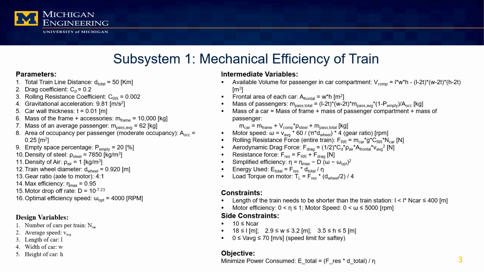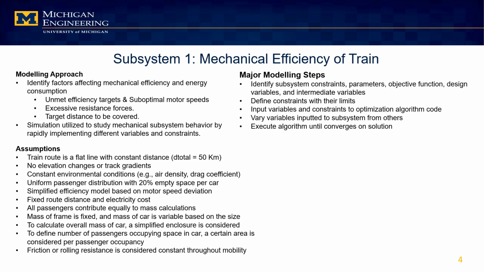We have a common input, which is total distance across all subsystems, and another, number of cars needed, from another subsidiary system. Here we define constraints setting total train length and motor efficiency, including side constraints on size and safe speed. Our main objective is to minimize power consumed by the train.